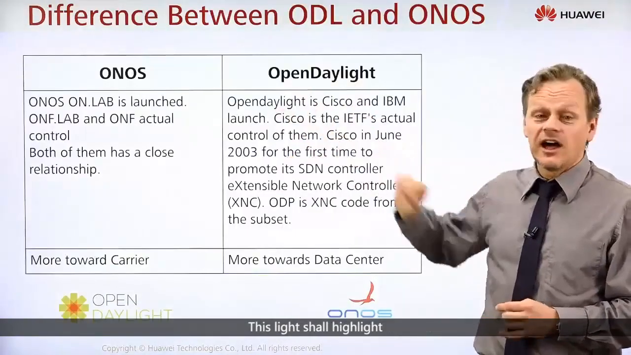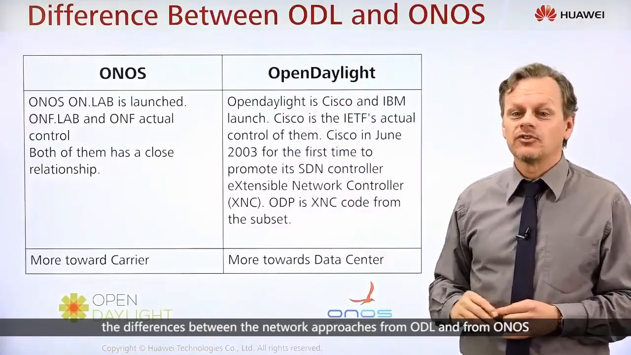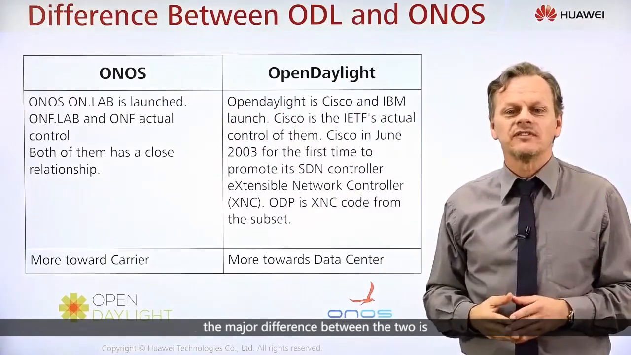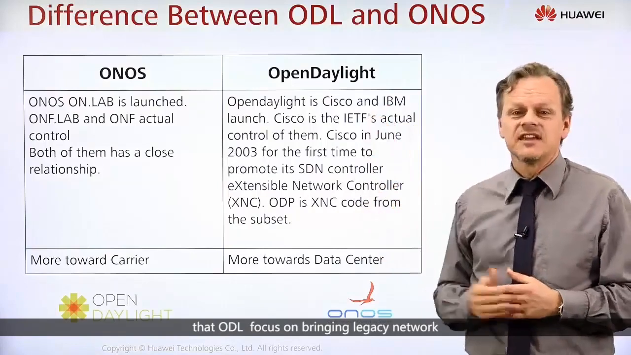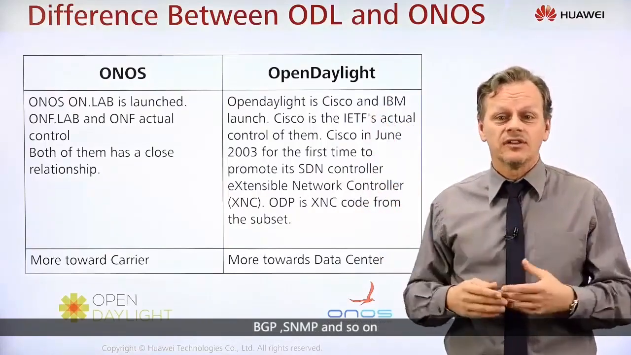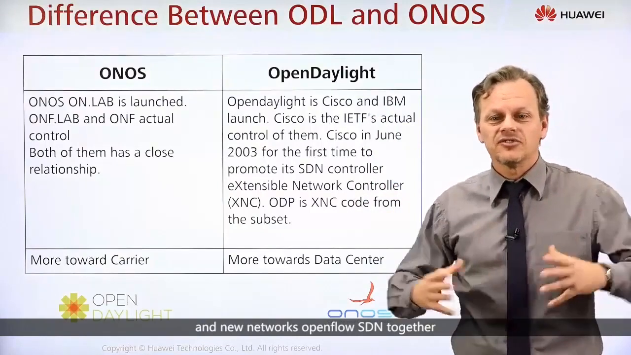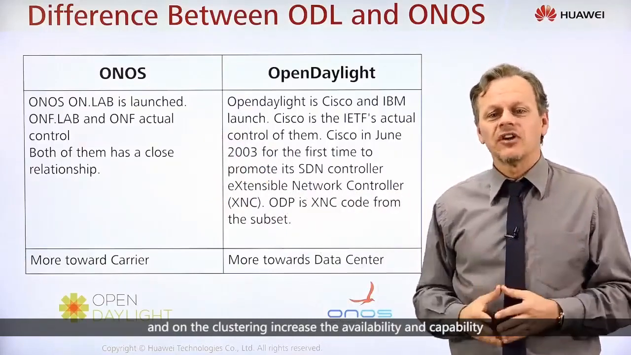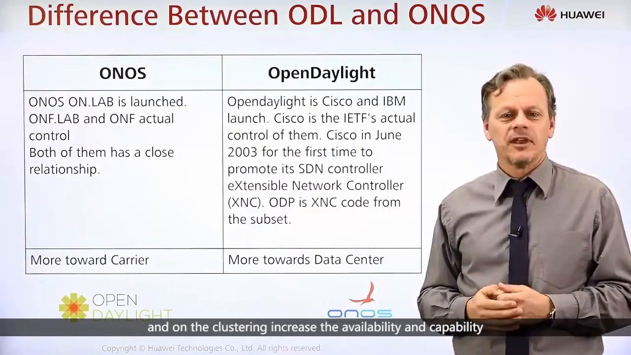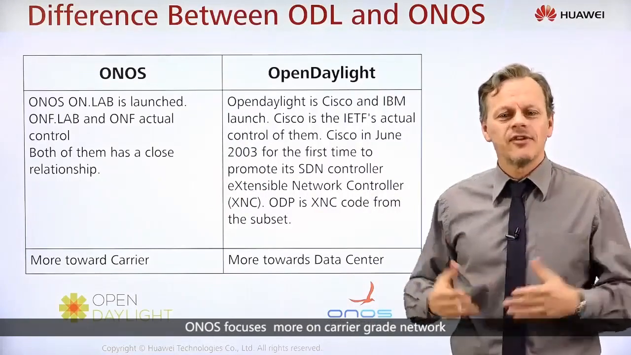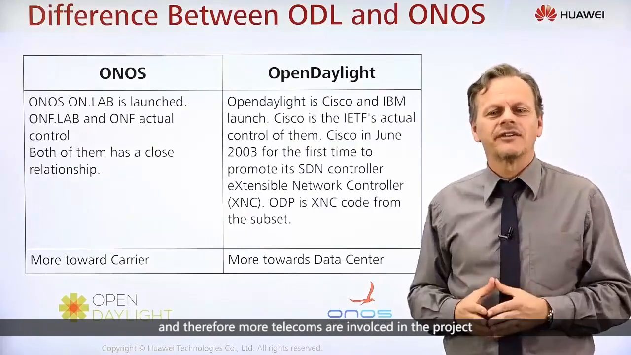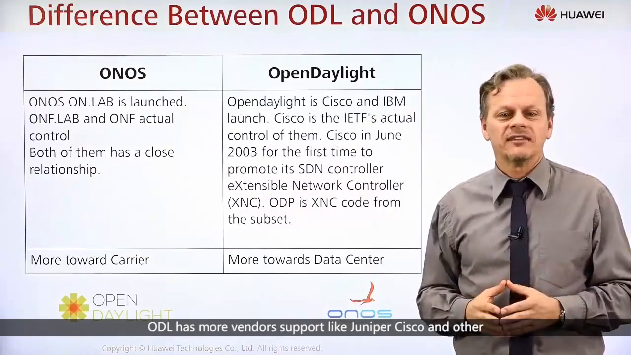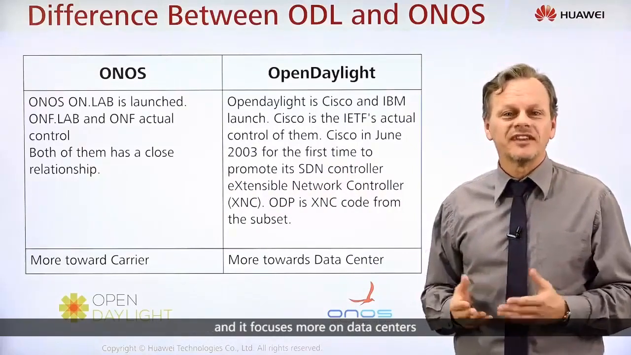This slide shall highlight the differences between the network approaches from ODL and from ONOS. The major difference between the two is that ODL focuses on bringing legacy networks, BGP, SNMP, and so on, and new networks, OpenFlow and SDN together, whereas ONOS focuses on the performance aspects and on the clustering to increase the availability and scalability. ONOS focuses more on carrier-grade networks, and therefore more telcos are involved in their projects. ODL has more vendor support like Cisco, Juniper, NEC, and others, and it focuses more on data centers.